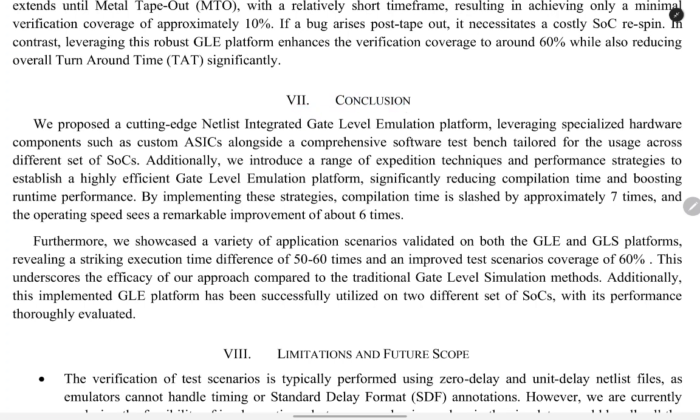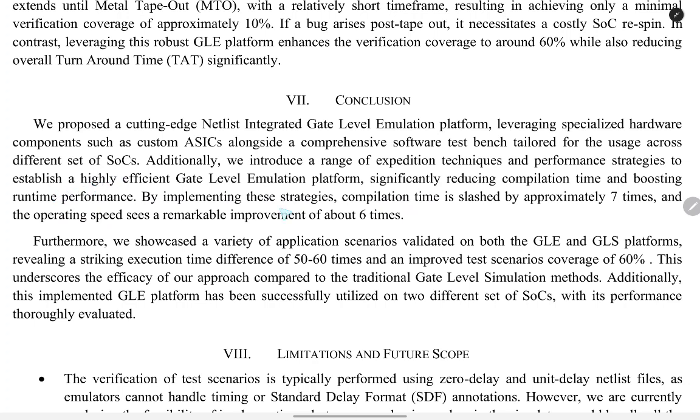Chapter 7, Conclusion. We propose a cutting-edge Netlist integrated gate-level emulation platform leveraging specialized hardware components such as custom ASIC alongside a comprehensive software test bench tailored for usage across different sets of SoCs. Additionally, we introduce a range of expedition techniques and performance strategies to establish a higher efficiency gate-level emulation platform, significantly reducing the compilation time and boosting the runtime performance.